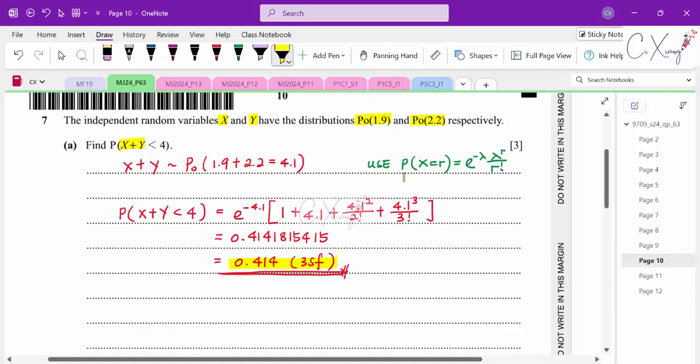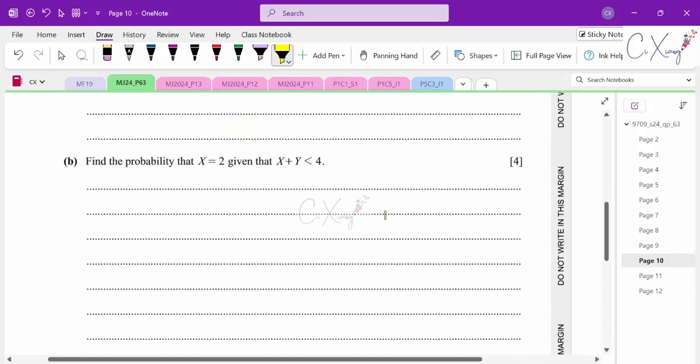Okay, so let's have a look at part B. For part B, they want to find the probability that x equals 2 given that, highlight the keyword "given that". So this is a conditional probability. What is the definition or the formula for conditional probability? Given that A happened, they want you to find the probability that B happened.